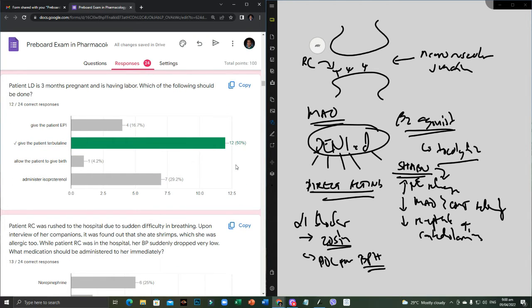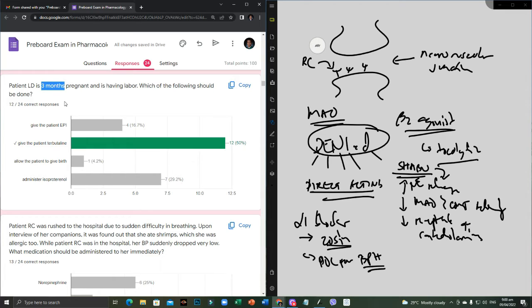Next one. Patient LD is 3 months pregnant and is having labor. Which of the following should be done? Very good. The correct answer would be to give terbutaline. Why? Because the patient is only 3 months pregnant. Obviously, if you're already having labor at 3 months, the baby is still premature, probably still a fetus. That's dangerous. It could cause spontaneous abortion. So to stop the labor, you have to give a beta-2 agonist. In this case, we give terbutaline.